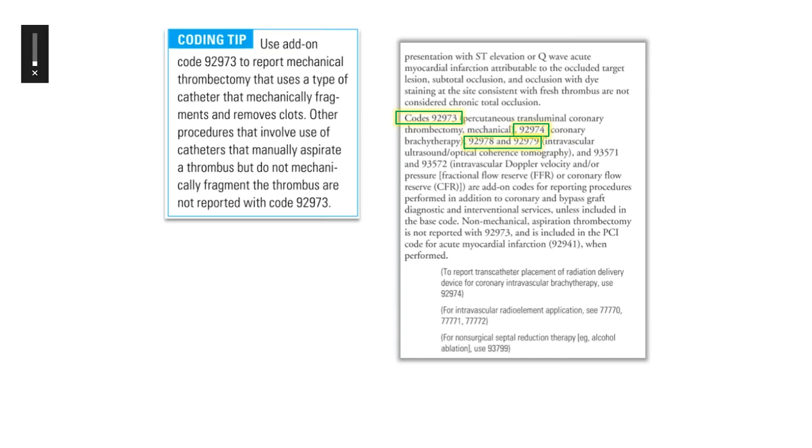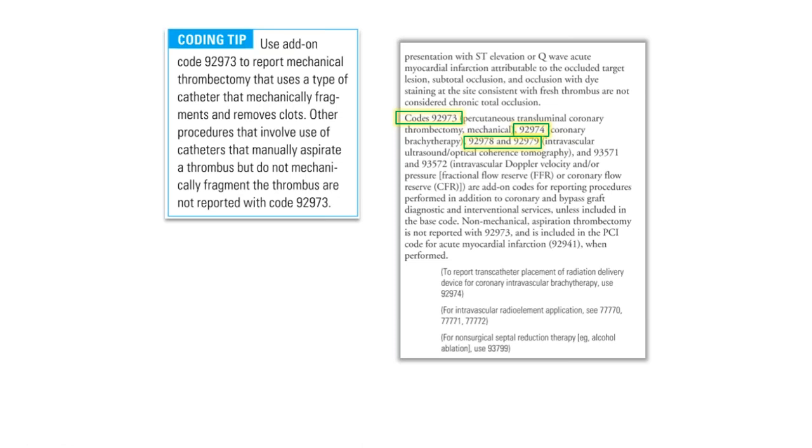Non-mechanical aspiration thrombectomy is not reported with that code 92973, and it is, however, included in the PCI code for an AMI, the 92941 code, when it's performed. So remember, 92973 is only that little Roto-Rooter. It uses a type of catheter that mechanically fragments and removes the clots.